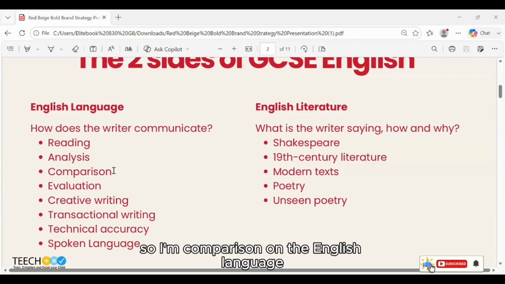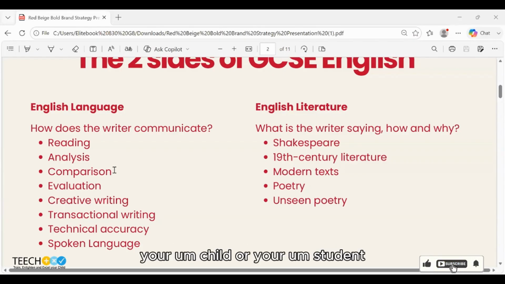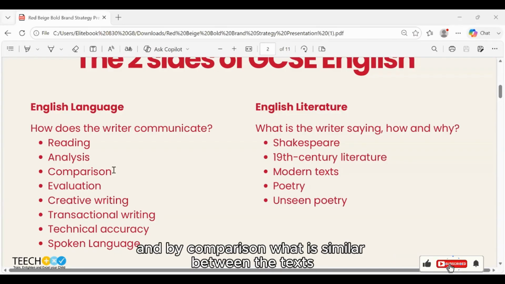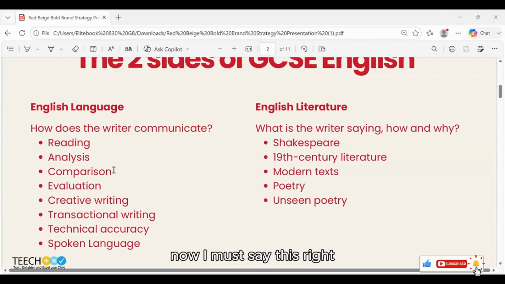So comparison under English language: the student you're teaching should be able to compare two texts. And by comparison, what is similar between the texts? What is different between the texts? Now, I must say this, right? I have to say this.